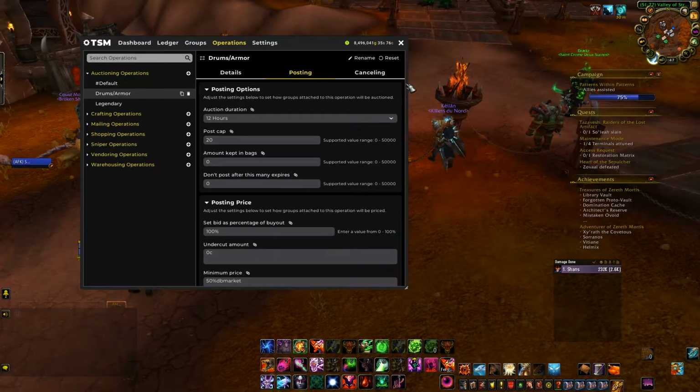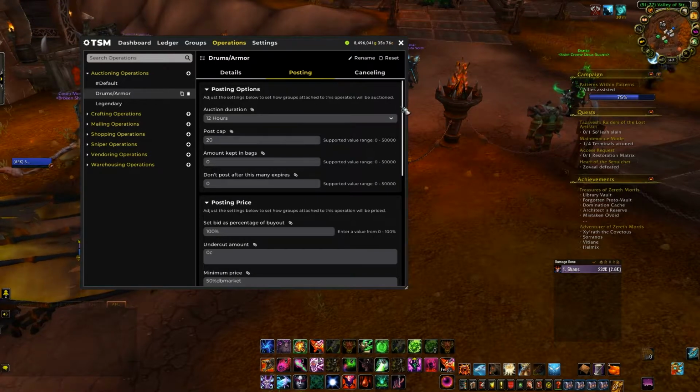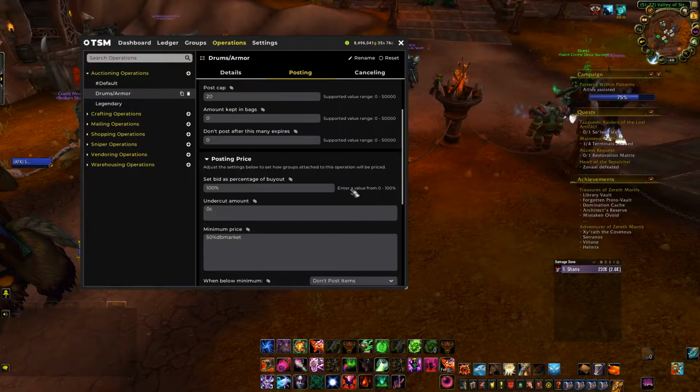So I'm just going to show you and scroll through here again. This is for my drums and armor. So if somebody does want to kind of just take these and copy them.